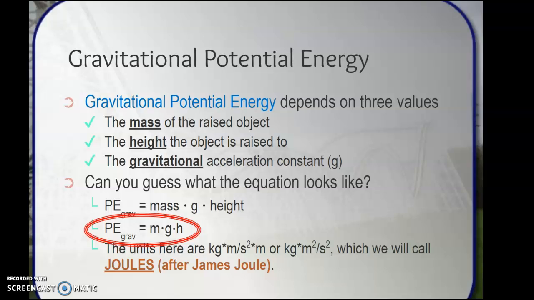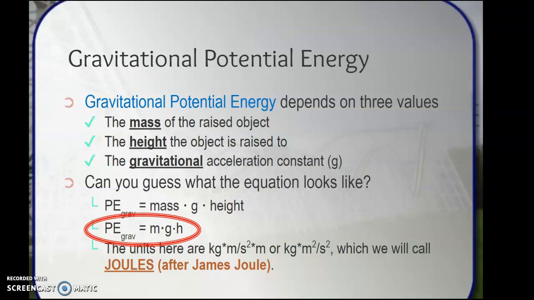And if we were to do this out, we'd see that the units are kilograms times meters per second squared times meters, which is kilogram meters squared per second squared, which we call joules. Okay, and joules we just label with a big J. So when we talk about energy, we're actually talking about joules here.